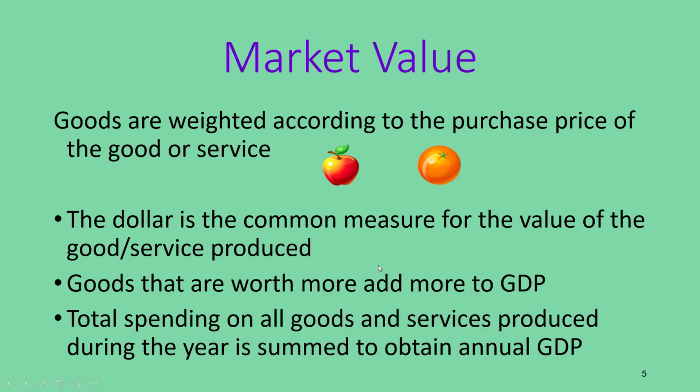And then total spending on all goods and services produced during the year would be summed up to obtain annual GDP. Usually it's measured annually, although it's often measured quarterly as well, right? So again, total spending on all the goods and services produced during the year is summed to obtain annual GDP. Let's go through and do a quick calculation to make sure we understand what we mean by market value.